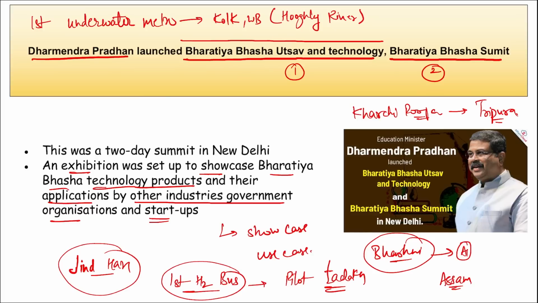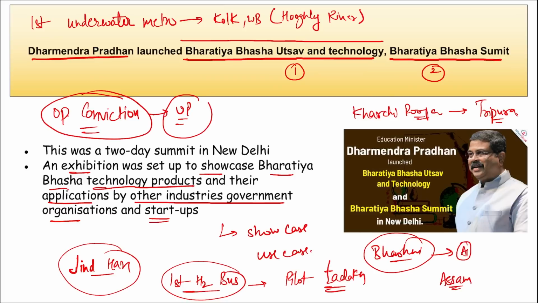Next, remember, recently which state has launched Operation Conviction? Operation Conviction. Right? So this Operation Conviction was launched by Uttar Pradesh and it was for cow slaughter and child abuse cases. I repeat, Operation Conviction was launched by Uttar Pradesh and it was for cow slaughter and child abuse cases.